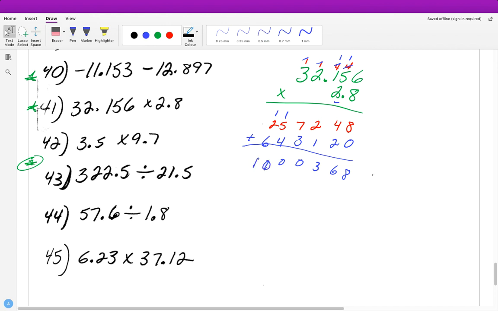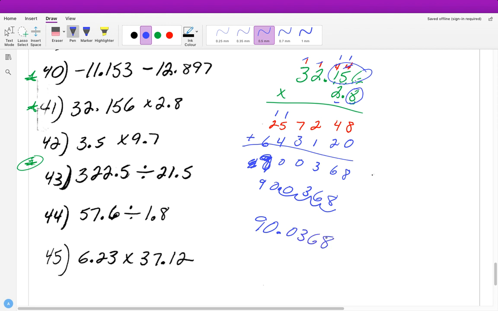This doesn't seem right. All right, this was supposed to be a 9. So I'll write it down here. It's 900368. And then we have a total of 4 decimal places. So we need to move 1, 2, 3, 4 decimal places. So it's 90.0368.